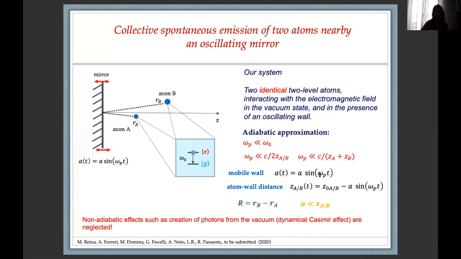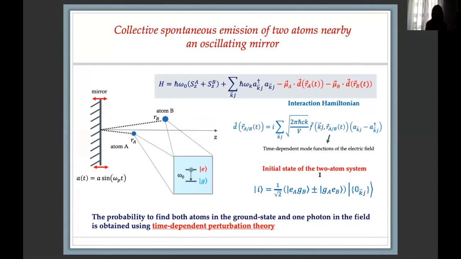Okay, under these adiabatic conditions, we can again describe our system using the Hamiltonian in the multipolar coupling scheme and in the dipole approximation, where the first part of this expression gives the free Hamiltonian. This is the atomic Hamiltonian of both atoms. This is the free field Hamiltonian, and this is the interaction Hamiltonian that depends on time due to the motion of the boundary. We suppose to prepare our system in the initial state given by this expression. That is, in a correlated symmetric or antisymmetric state with one atom excited and the other in the ground state. In this state, the excitation is delocalized between the two atoms.